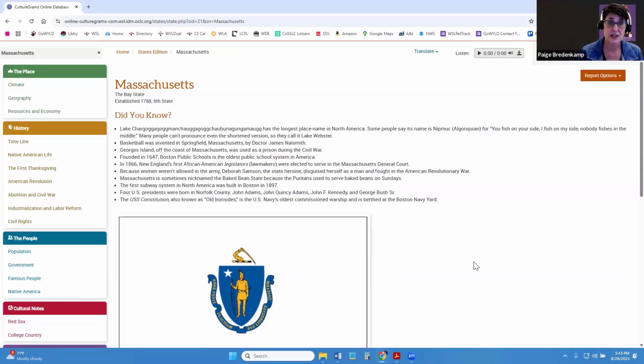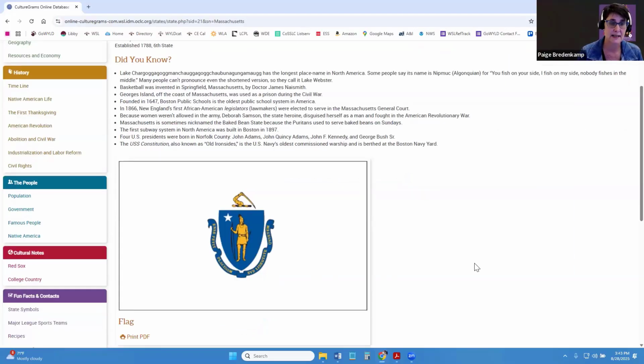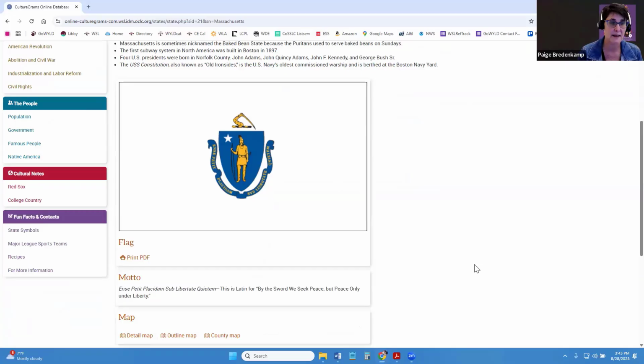Basketball was invented in Massachusetts. And Massachusetts also has excellent lobster rolls. It's not mentioned here, but I am sending in a note to them. You do know from personal experience. I do, I can attest to that. So here's their flag. You can also print a PDF of their flag. That's a fun feature.